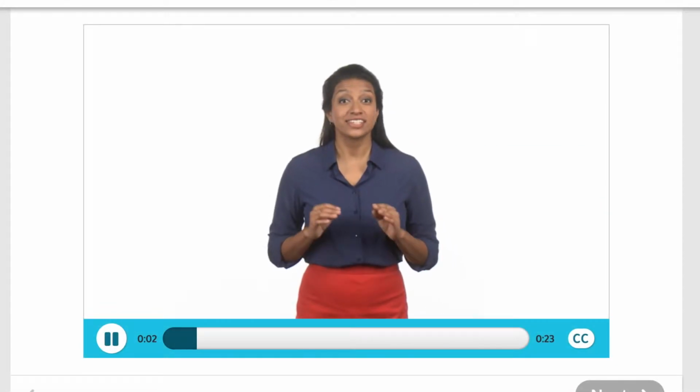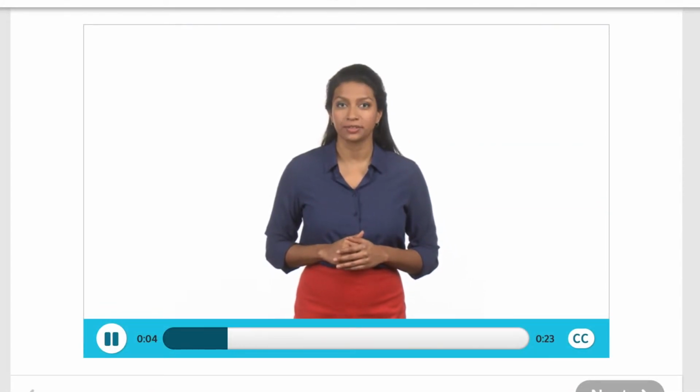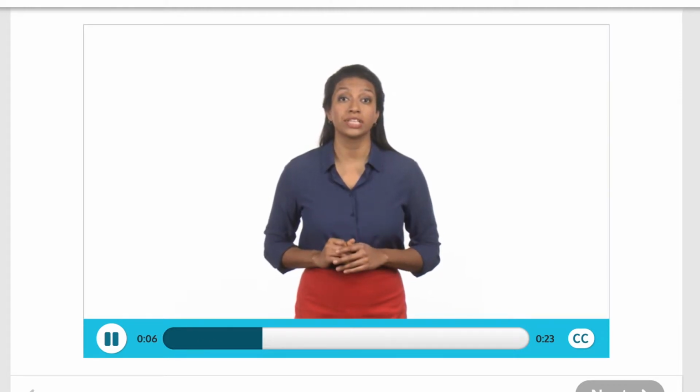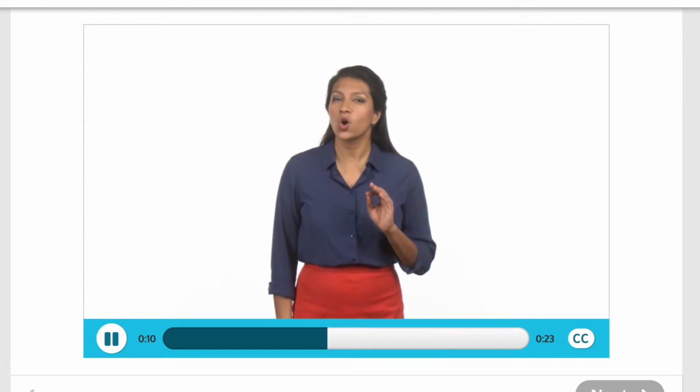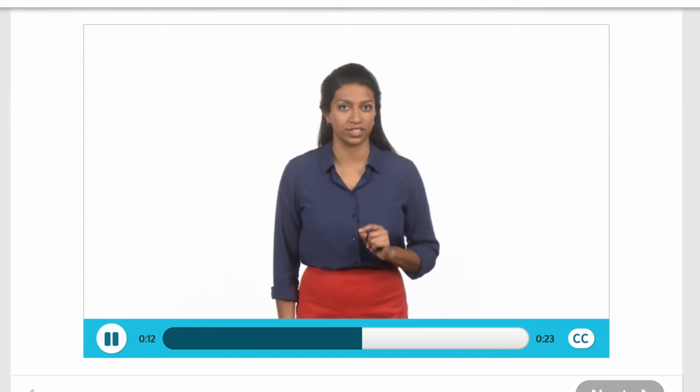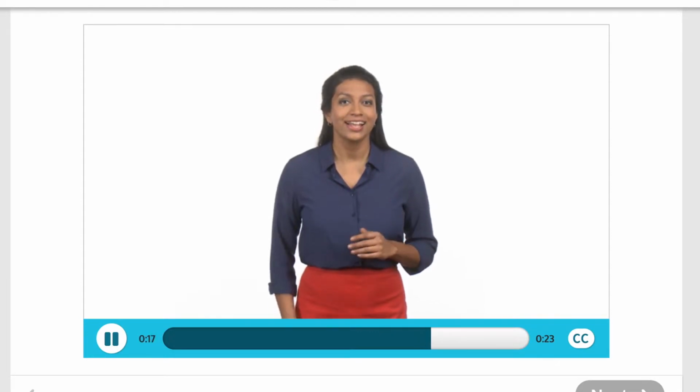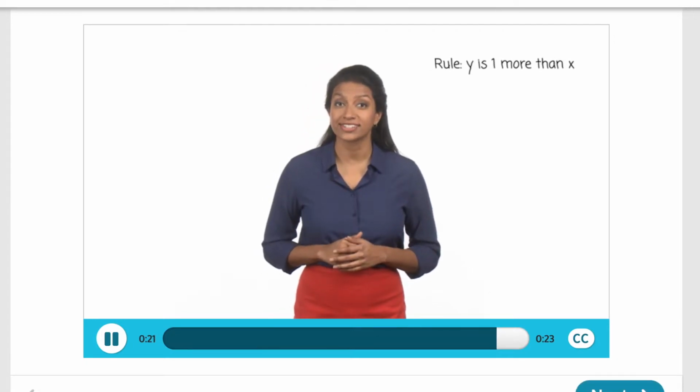Hi, Zerner. Today, we're going to work with the coordinate plane. I have some rules that describe the relationship between the x and y coordinates for points on a line. But I only know the rule and the x-coordinate. Can you help me crack the code and find each y-coordinate? Let's warm up with this rule. Y is 1 more than x.